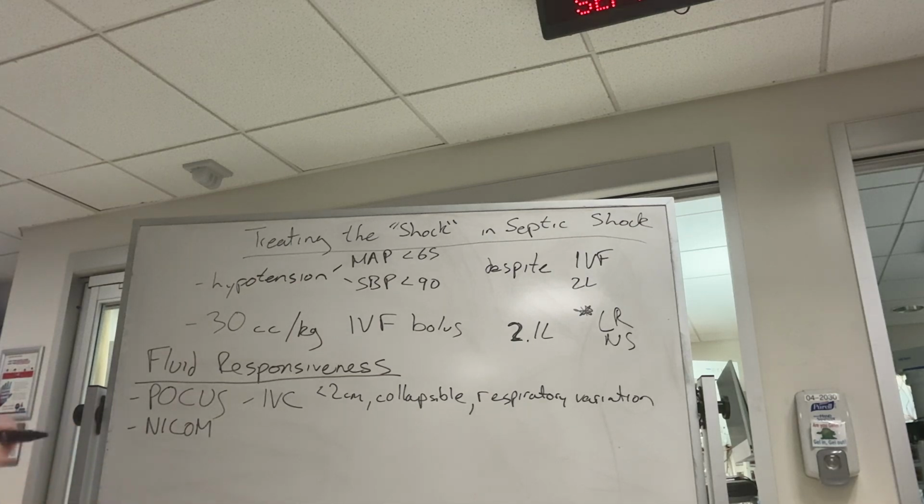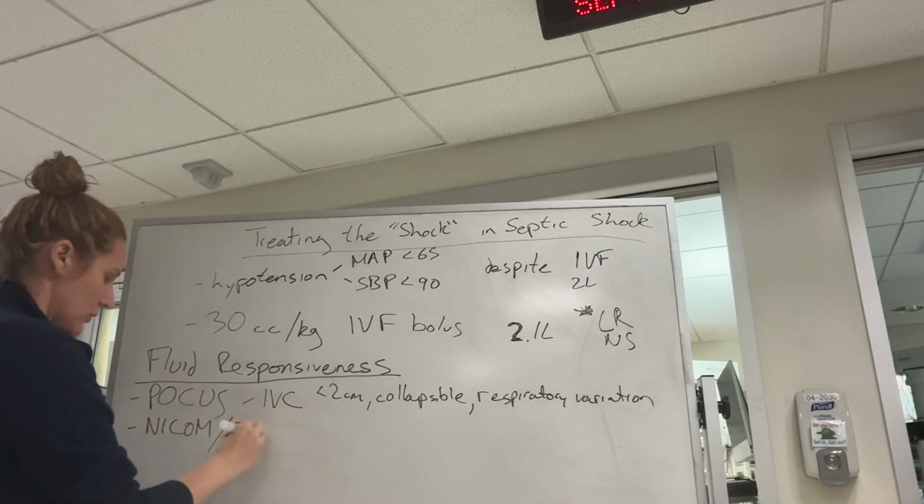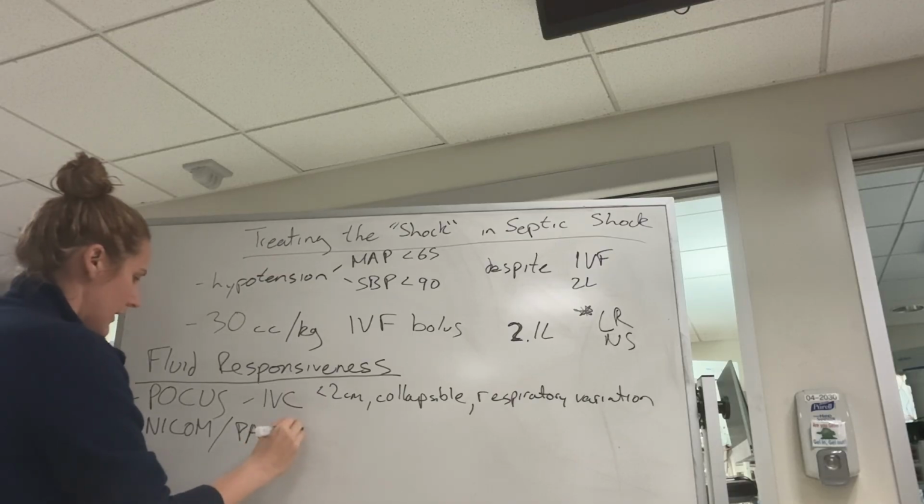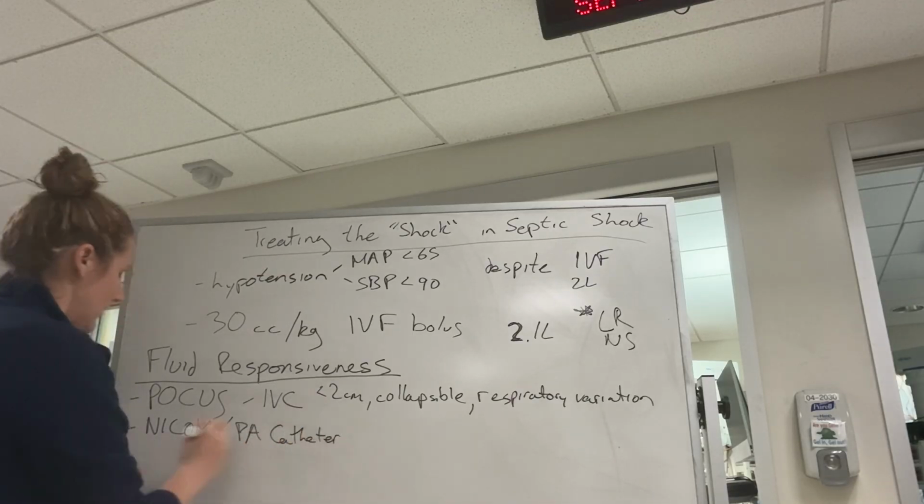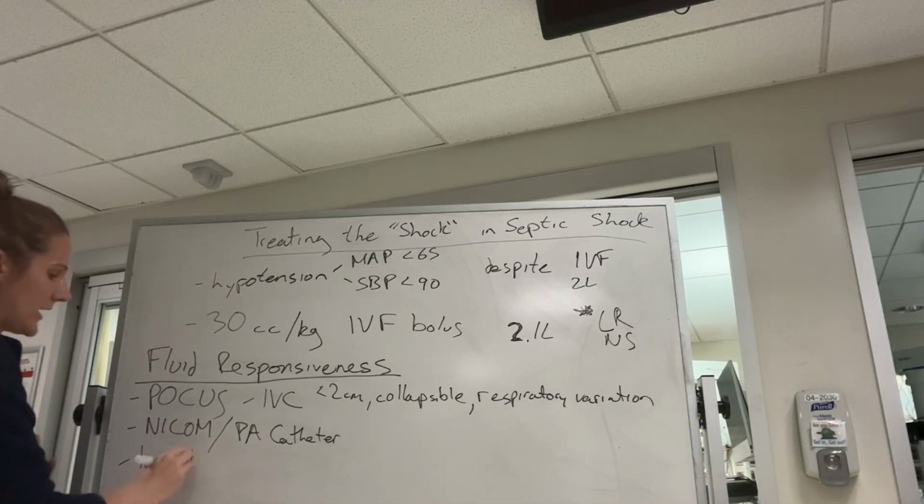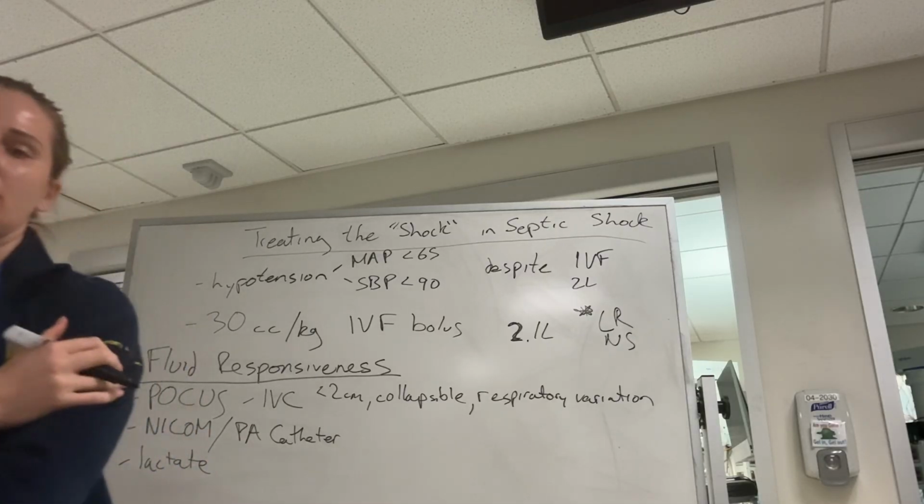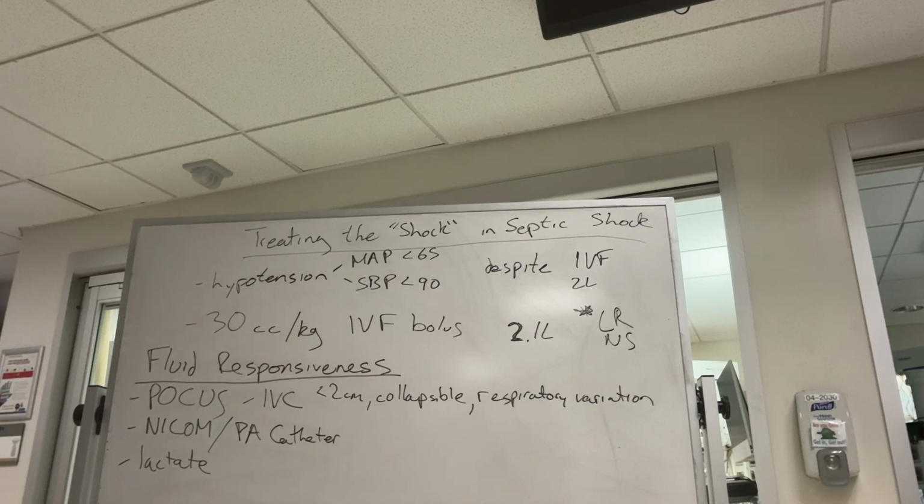You could also have an actual cardiac output monitor, so that would be like a PA catheter or a Swan. We don't use those here at our hospital. We're talking about getting them here. I don't know how I feel about that, but that would be another way you could monitor the response to IV fluids. We use a lactate, so that's another thing too. If your lactate is clearing, then that's probably a sign that you're reaching euvolemia.